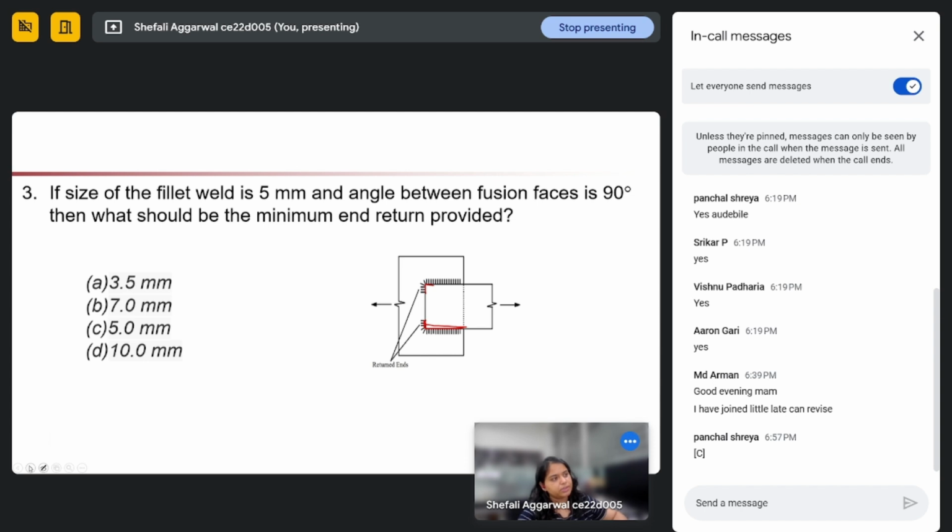So end return is normally twice of the fillet weld. So end return should not be less than twice of the size of weld. In this case, size of weld is given as 5 mm. So our end return will be 10 mm. Okay. These are the type of questions which you will see in your assignments mostly. So please try to participate quickly.